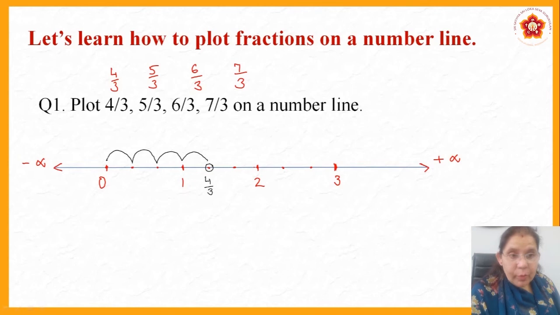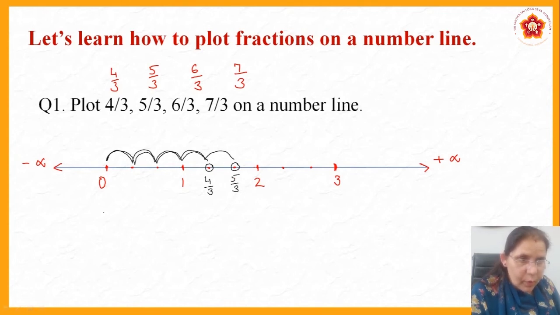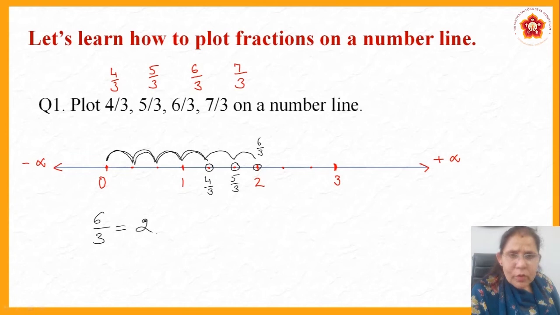Then we have to plot 5 upon 3. Again start from this first one. 1, 2, 3, 4, and this one is 5. So this is 5 upon 3. Now what about 6 upon 3? If we move 1 ahead, this will be 6 upon 3. And if you do it, 6 upon 3 is actually 2. So 6 upon 3 coincides with point 2.